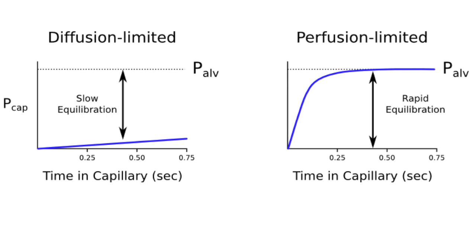But if the diffusion is slow, if you have diffusion-limited delivery, then that won't happen. The blue line will rise, but it'll never reach the level of the alveolar gas concentration or gas partial pressure. The other case is perfusion limited. In that case, the amount delivered is just a function of how much flow there is.